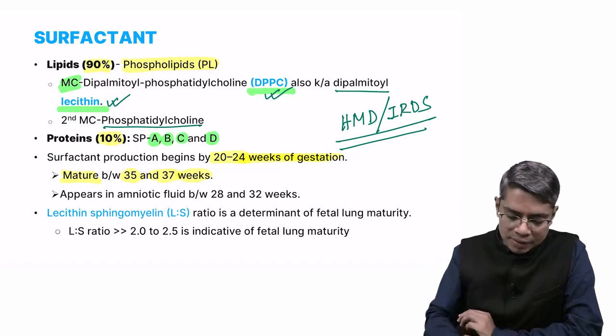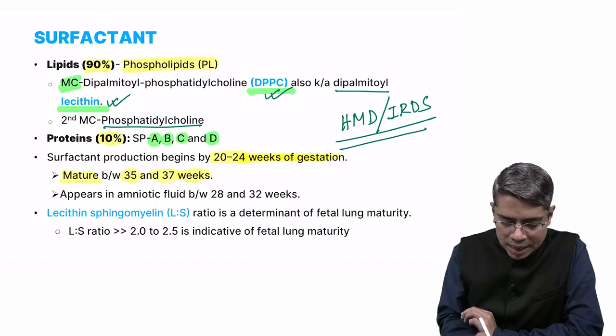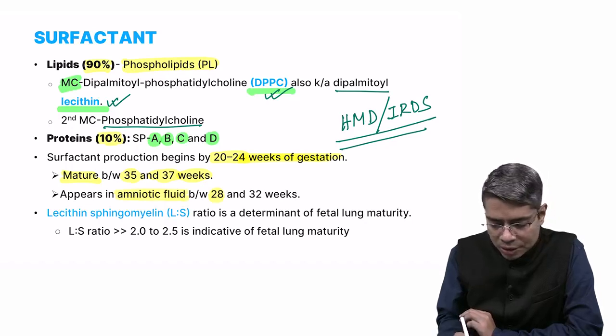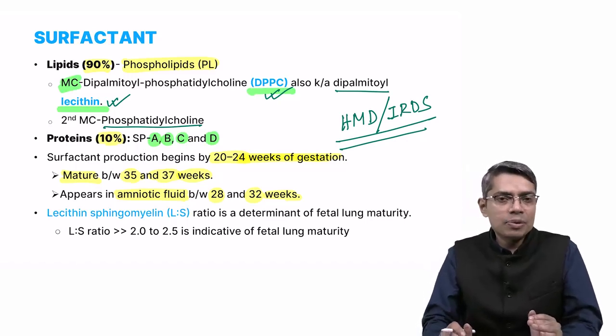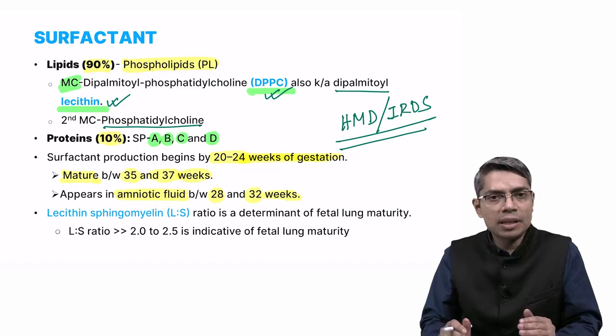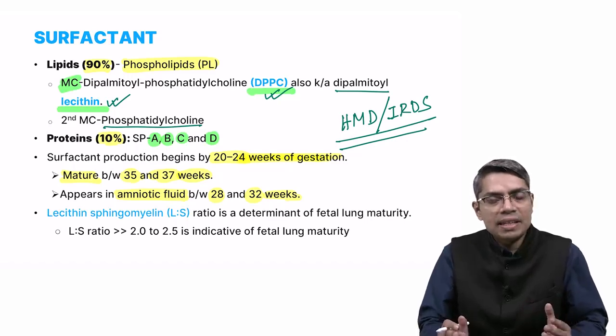Now these surfactant molecules also appear in the amniotic fluid between 28 to 30 weeks of gestation. This information is also important, and sometimes we have to assess whether the mature surfactant is there in the lung or not.